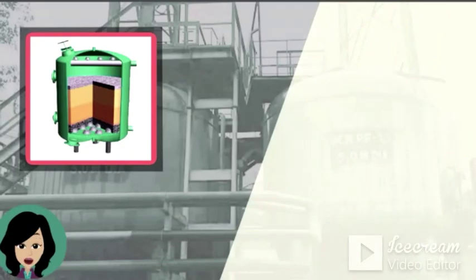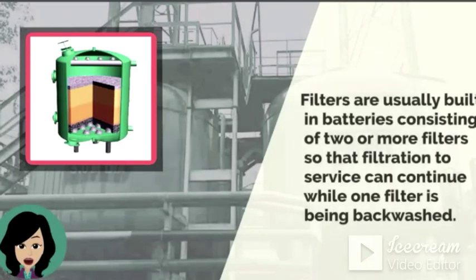Because filtration is a batch process, filters are usually built in batteries consisting of 2 or more filters so that filtration to service can continue while one filter is being backwashed.